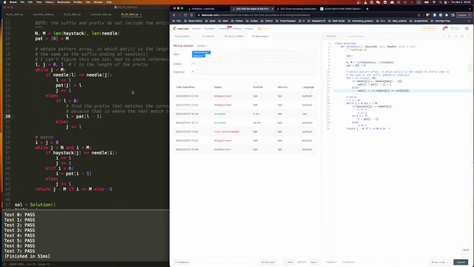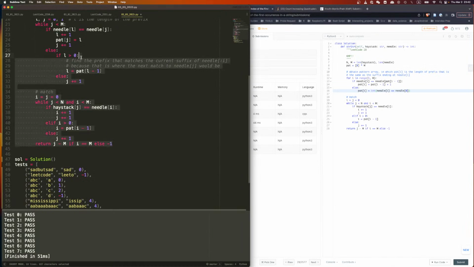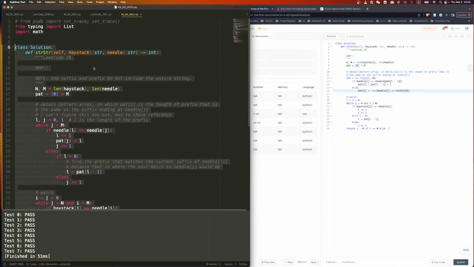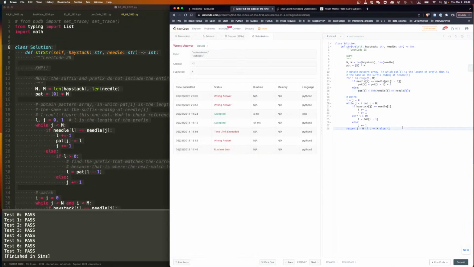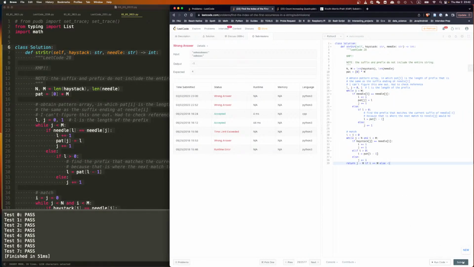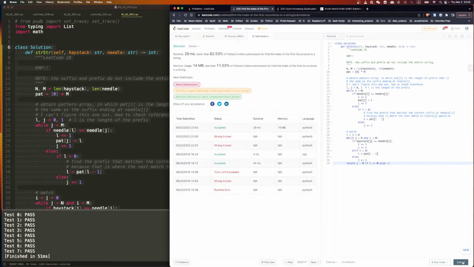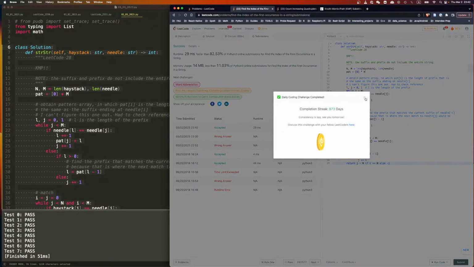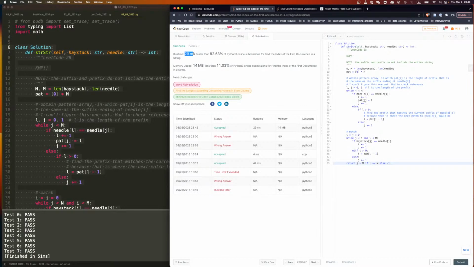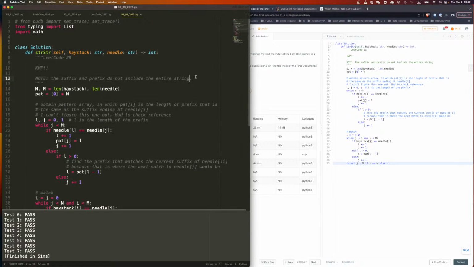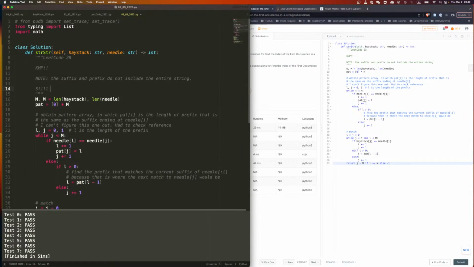All right, one more time. Not possible still. Still needs a lot of help with KMP. Still requires a lot of assistance to make sense of KMP.